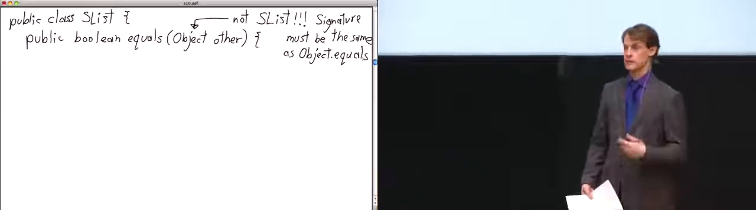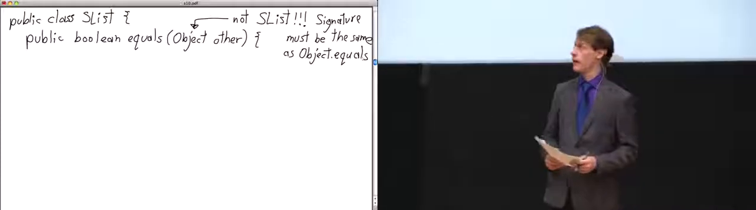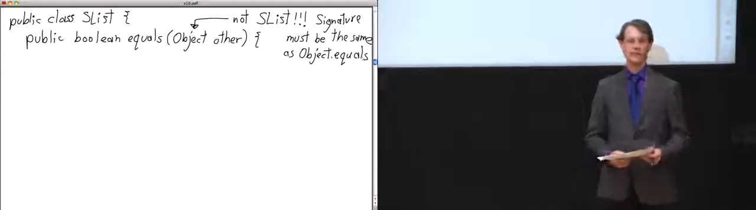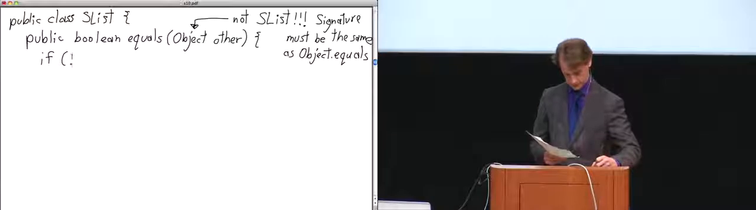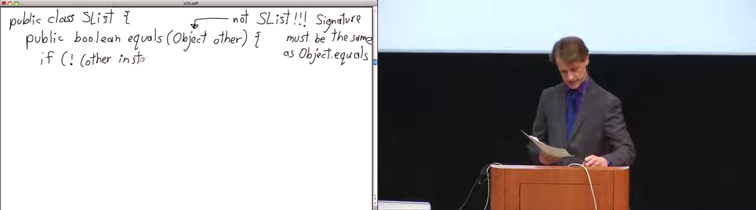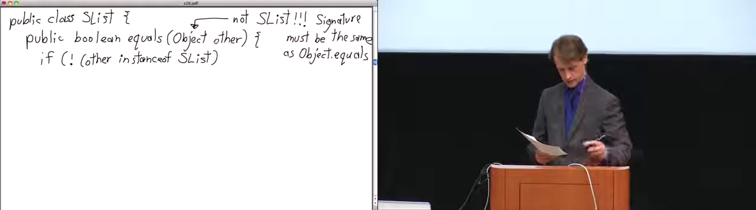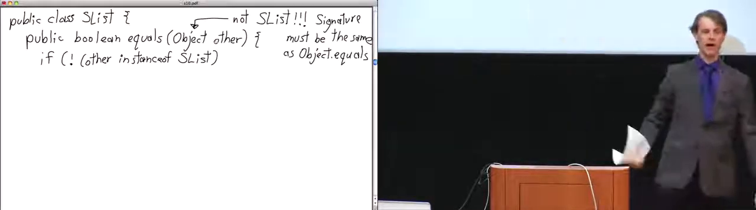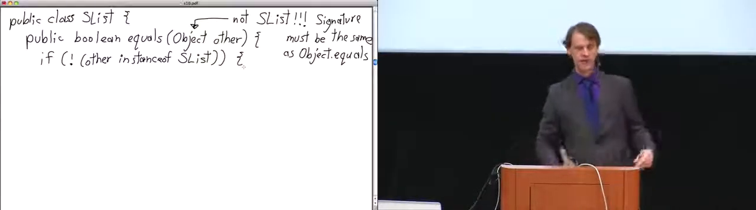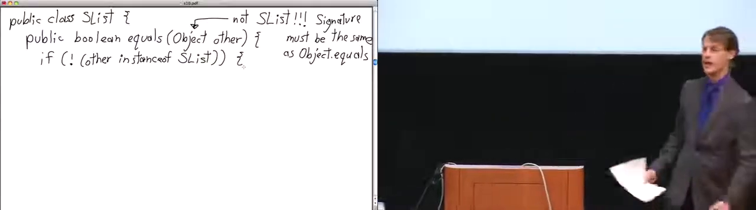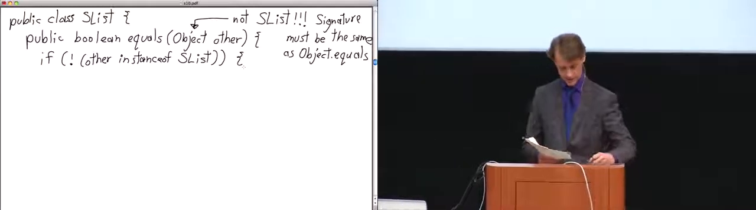And so typically that means that it's good behavior for the equals method to actually test whether the other is an S-list or not. So that's the first thing we're going to do. We test whether other is an instance of S-list. And you will recall that that exclamation mark is the logical not. So this is saying if other is not an instance of S-list, then we know these two things aren't equal because they're not even the same class.